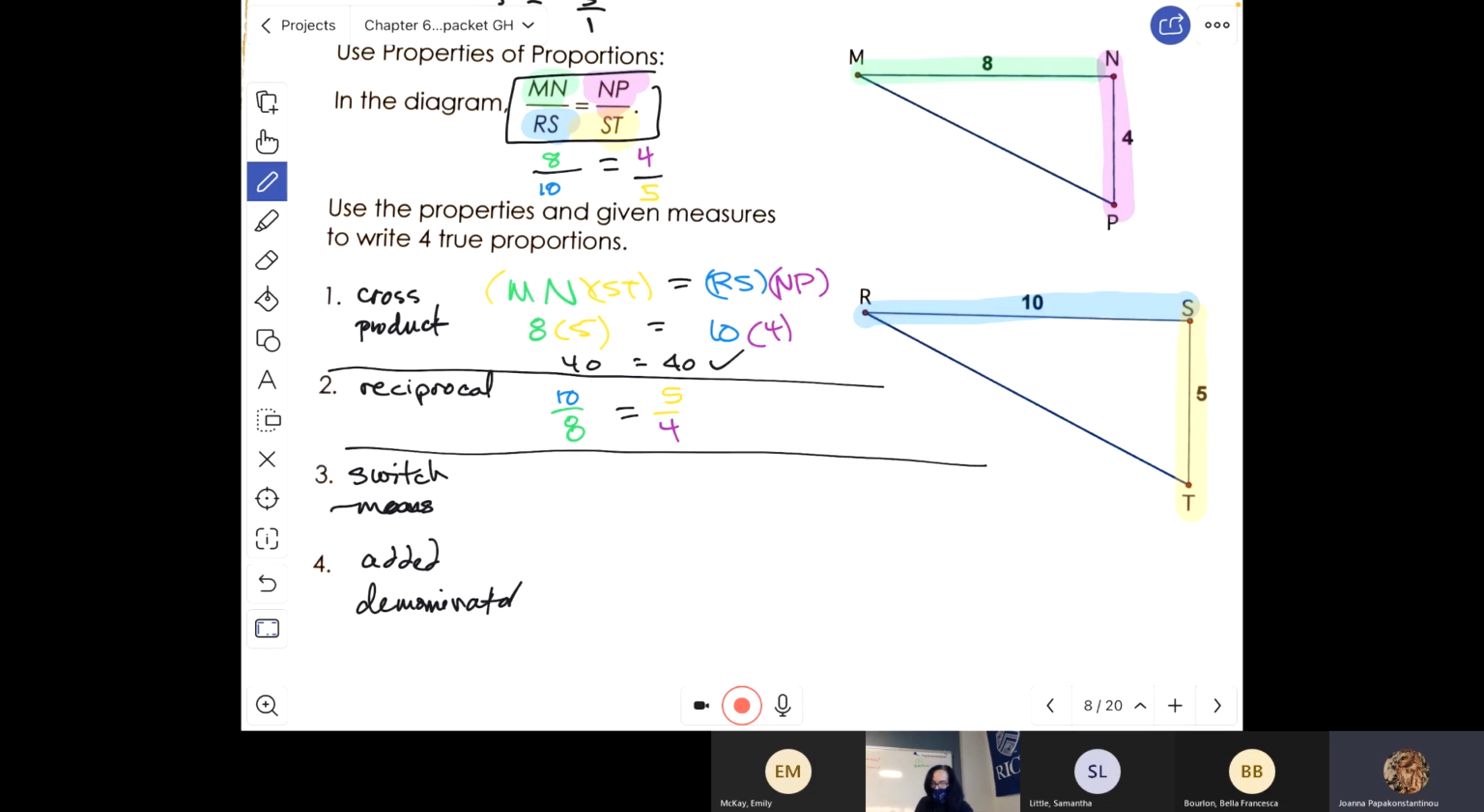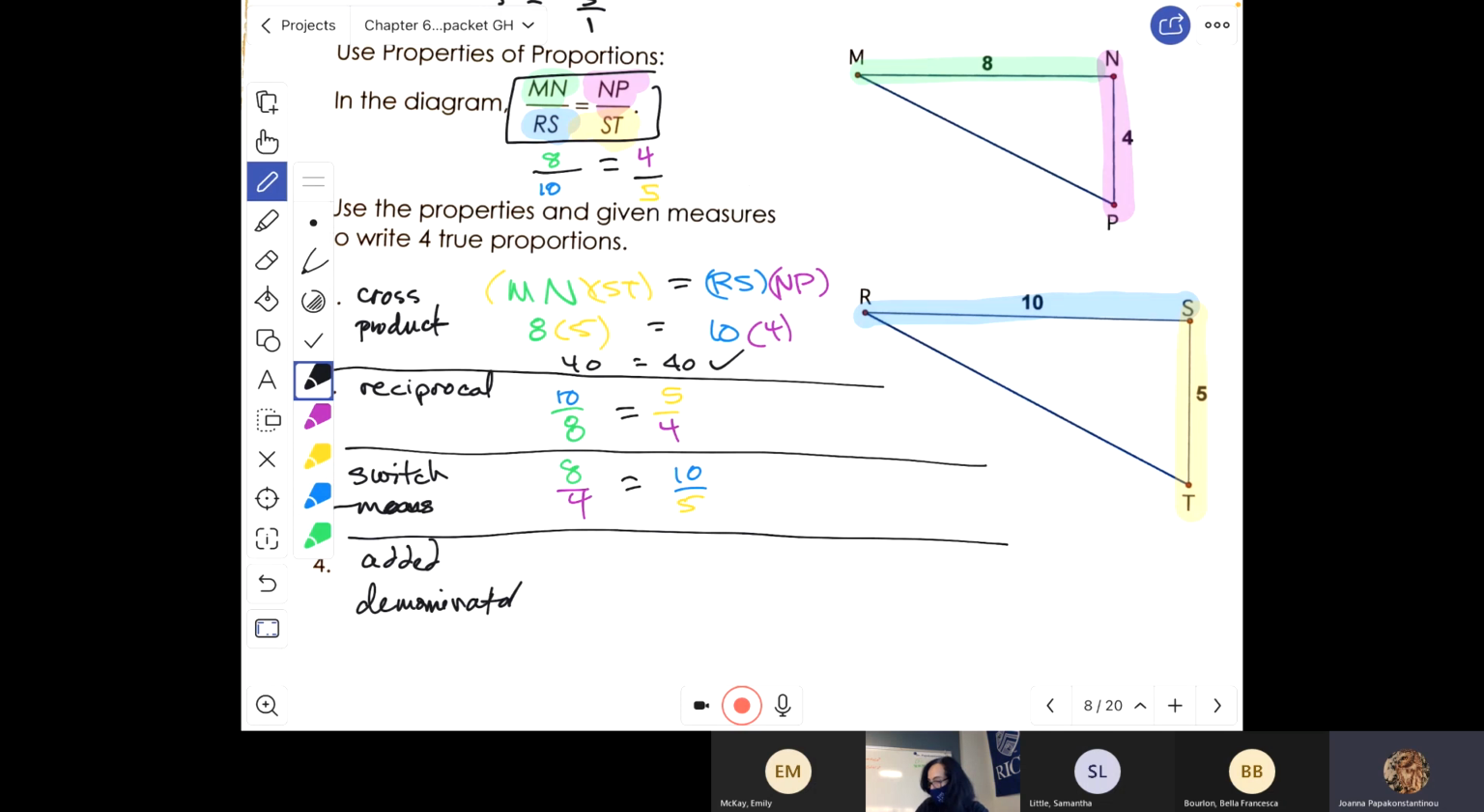The next property is we want to show how we can switch the means and still have a proportion, the two sides equal. So if I switch the means, what is the left-hand side going to be? 8 over 4. And that's going to equal what? 10 over 5. So I'm just demonstrating the properties for this geometric example, these diagrams.